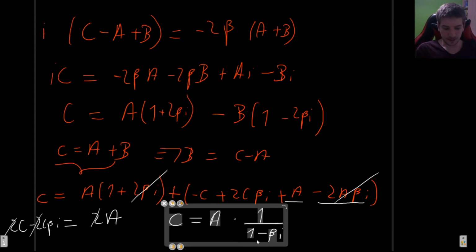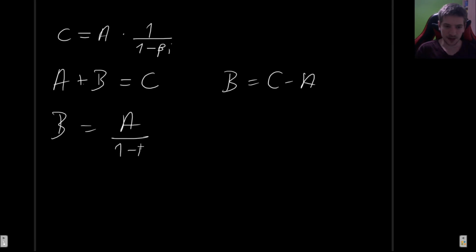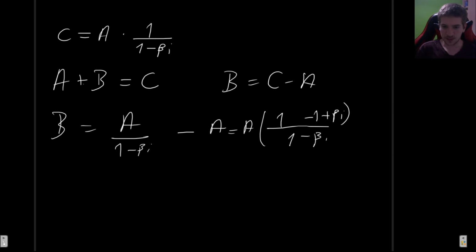Now, well, let me just take it to the next page. And now we want to determine B. So the easiest way is just to plug this into the first condition, right? A plus B is equal to C. So as we saw before, that means B is going to be C minus A. So let's plug this in there, and we get that B is going to be A divided by 1 minus beta i, minus A. So here we can factor out the A's, take the common denominator, so we get A times (1 minus 1 plus beta i), right? Because there's this minus sign here, so we get a double minus sign. Over 1 minus beta i. We get 1 minus 1, this cancels out. So we get that B is going to be A times beta i divided by 1 minus beta i.